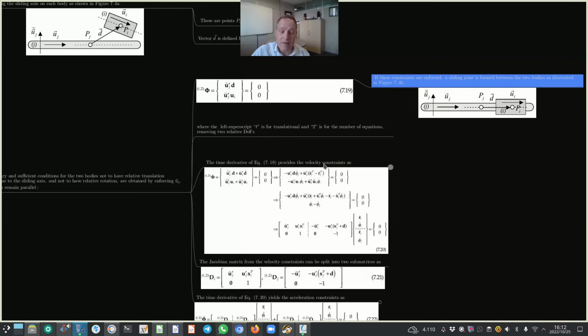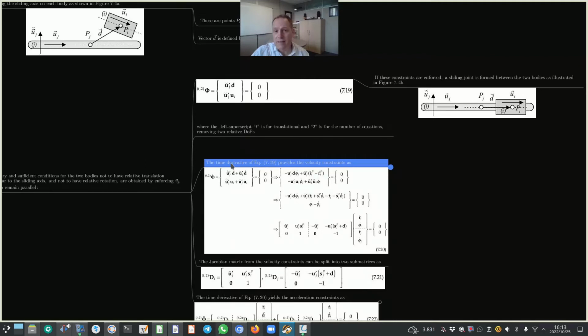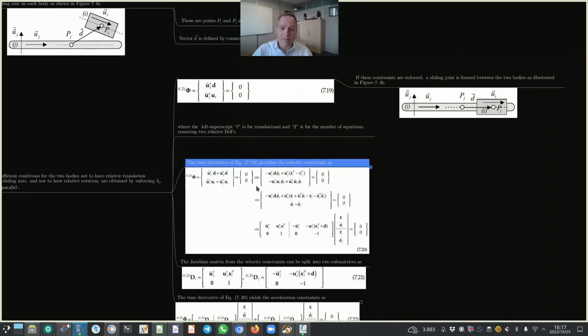Okay, so where we are heading with this is we want to see what the Jacobian submatrices for the two bodies look like, so that we know what we need to define in the input file such that the DAP dynamic analysis program can populate the system Jacobian matrix. That's where we're heading. So the time derivative of equation 719 provides the velocity constraints as shown here in equation 720. The second line of equation 720 has a simplification.